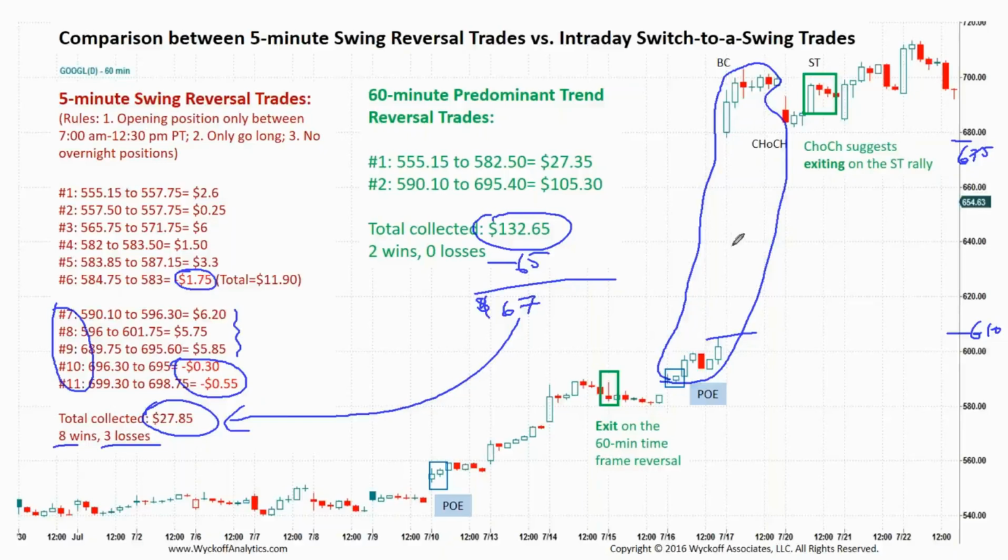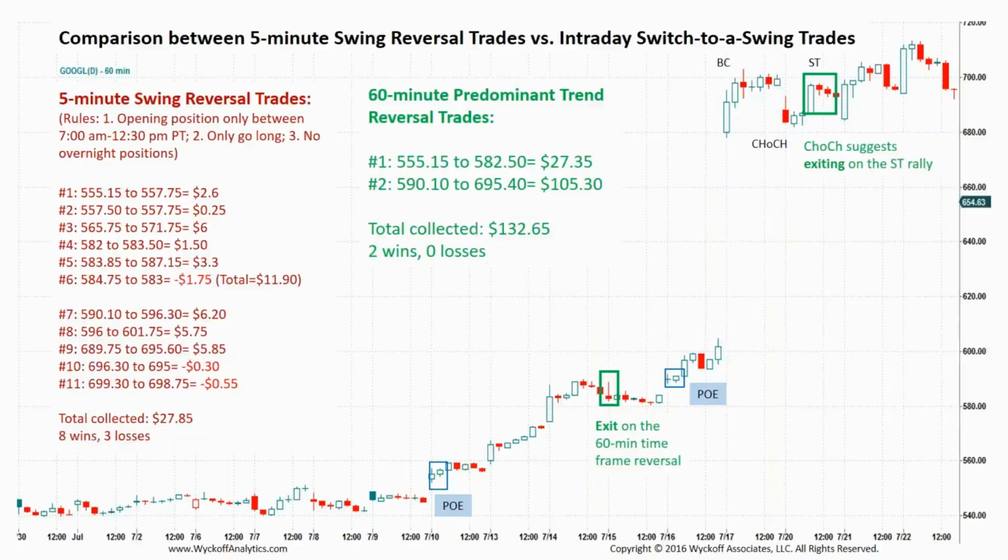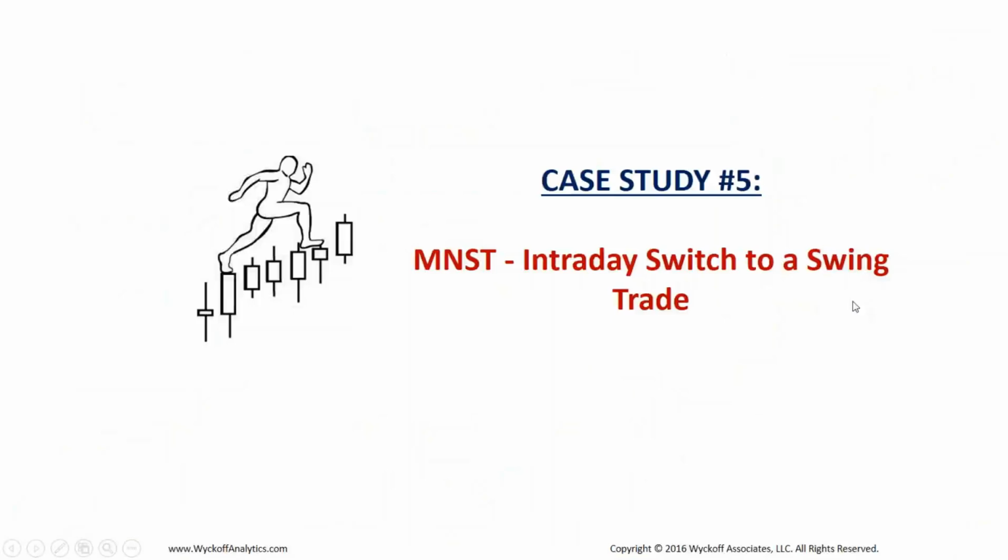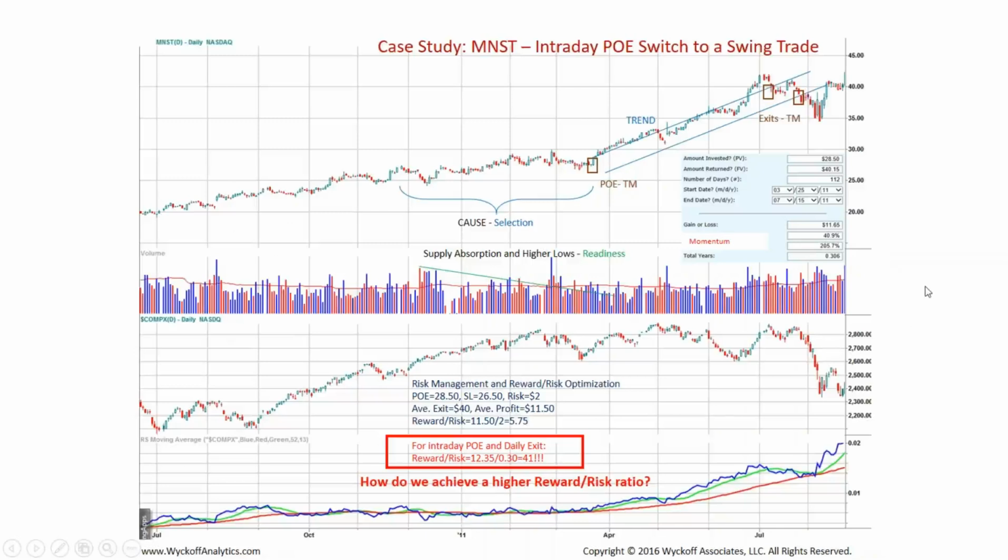So I think that this is a strong argument here for us to consider switching to a swing trade at some point when we're seeing the benefits of such switch. Okay, let's confirm this idea with another case study. We're going to look at the Monster Beverages, and then after this we'll stop and we'll see if we have any questions or comments. So this I've presented at the swing workshop, so some of you might be familiar with this.